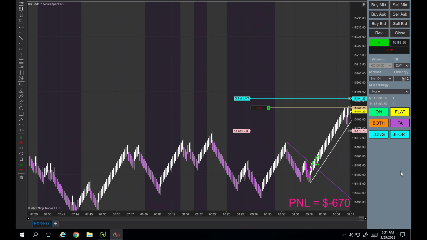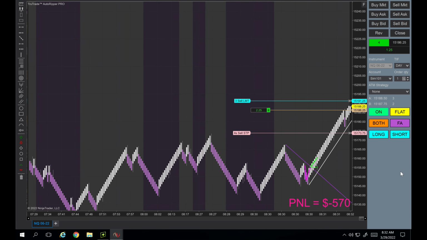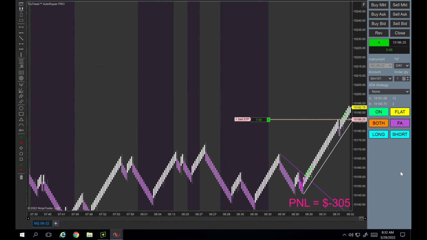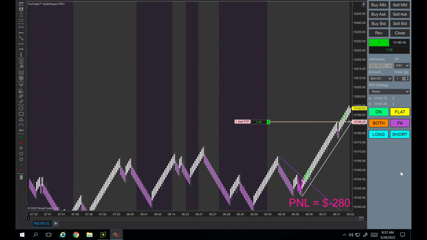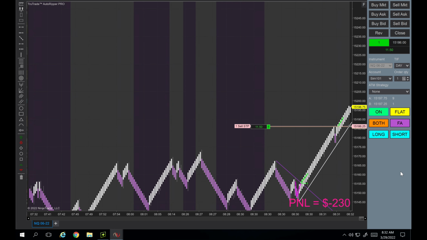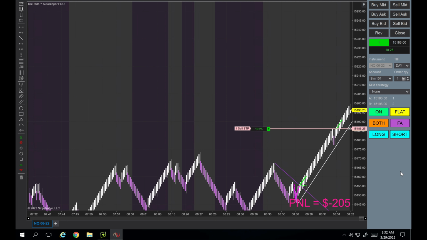We got stopped out early, and we ended up with a negative 670. If we hadn't gotten stopped out, we would have made a nice profit on this. So it may reverse again, but we'll see. There we go. But as you noticed, it's starting to scale up the contracts as it enters the trades. Hopefully, we get a couple more trades here.